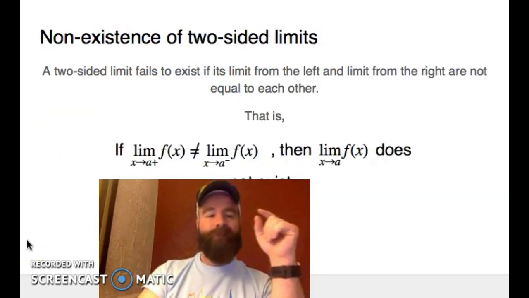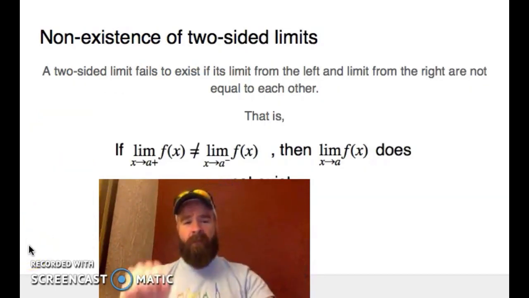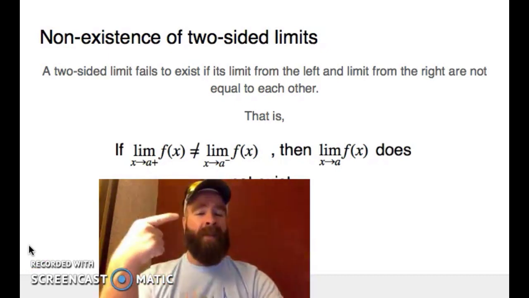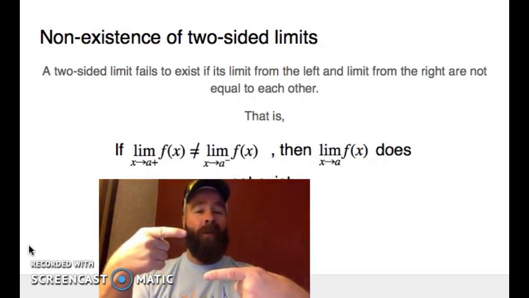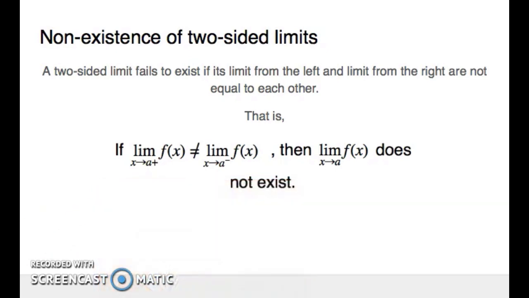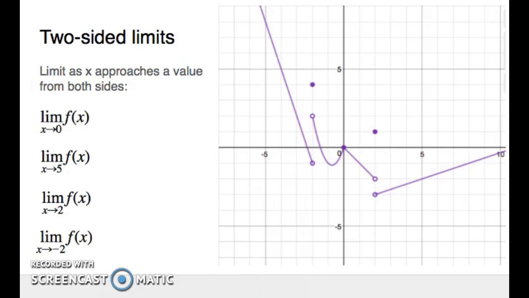Well, there's a rule. And the rule is, a two-sided limit fails to exist if the limit from the left and the limit from the right don't equal the same number. In other words, here's the mathematical version of it right here. If the limit as x approaches a from the right of f of x doesn't equal the limit as x approaches a from the left of f of x, then the limit from both sides as x approaches a does not exist.